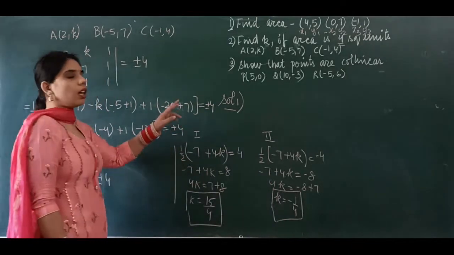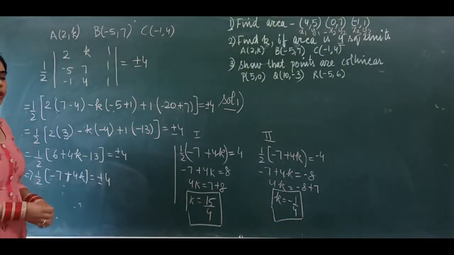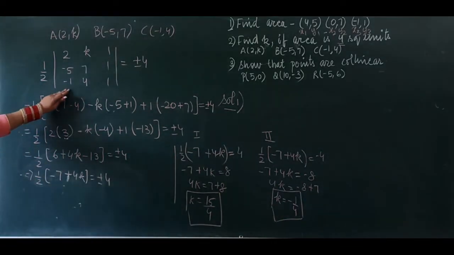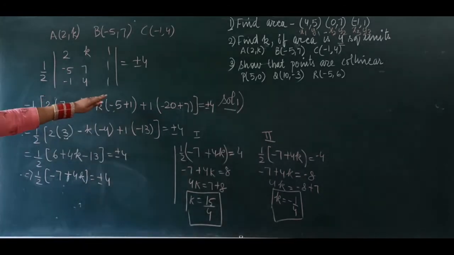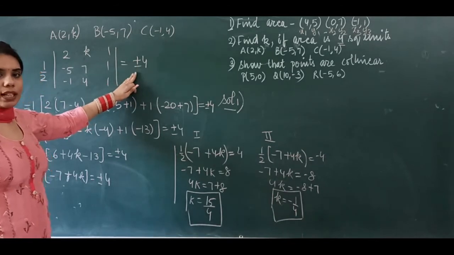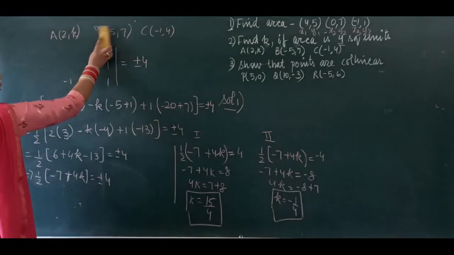So whenever an unknown is given, we always get two values of k. This was again simple. We have simply put the coordinates in the determinant form, and for the area that was given, we have taken both the positive as well as the negative value. Let's see the last question.